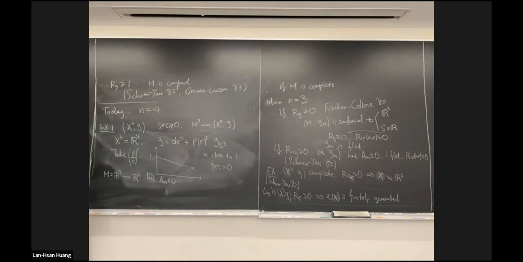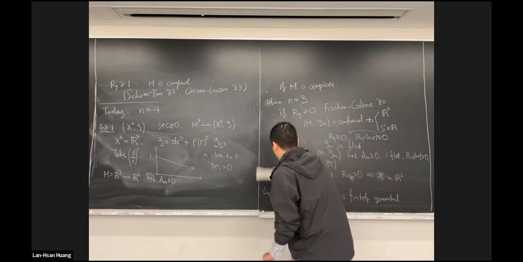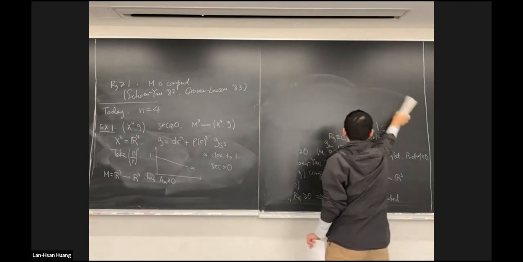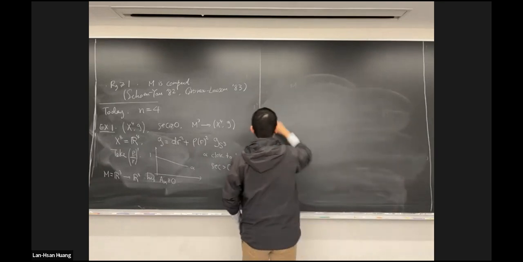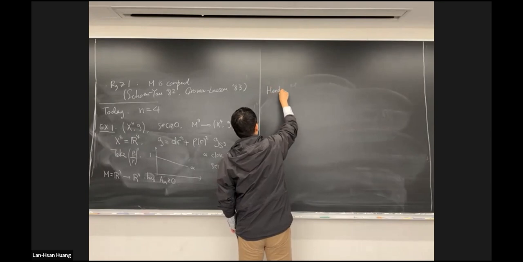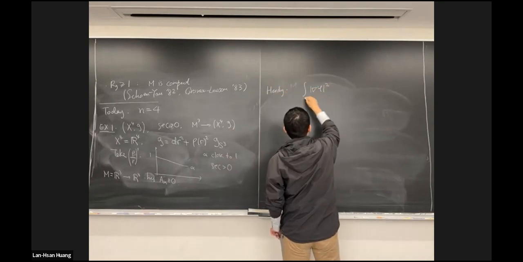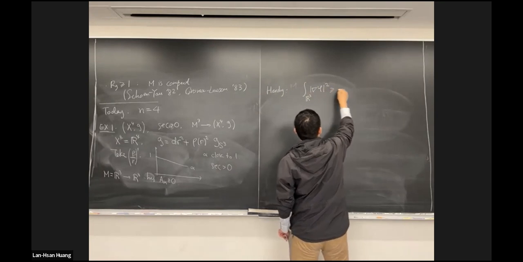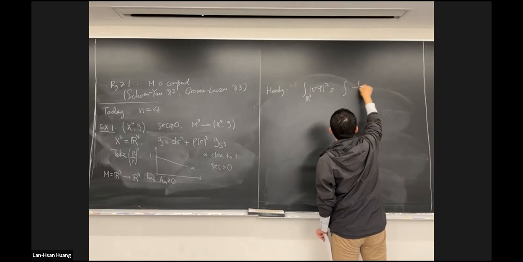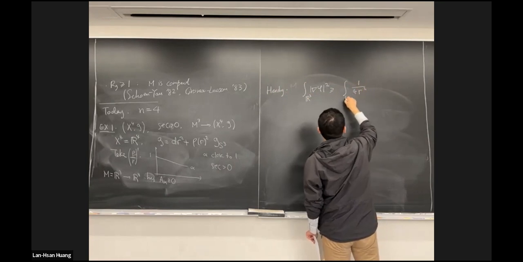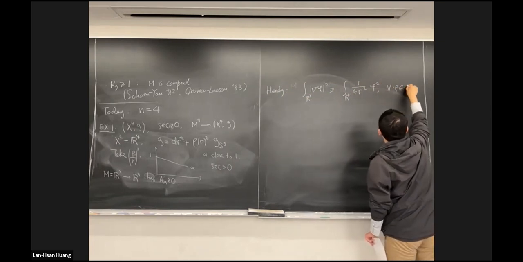The stability comes from the following well-known Hardy inequality. On R^3, the Hardy inequality says that for every compactly supported function phi, we have the integral of the gradient of phi squared is at least the integral of 1 over 4r^2 times phi squared. This is true for every compactly supported C^1 function.